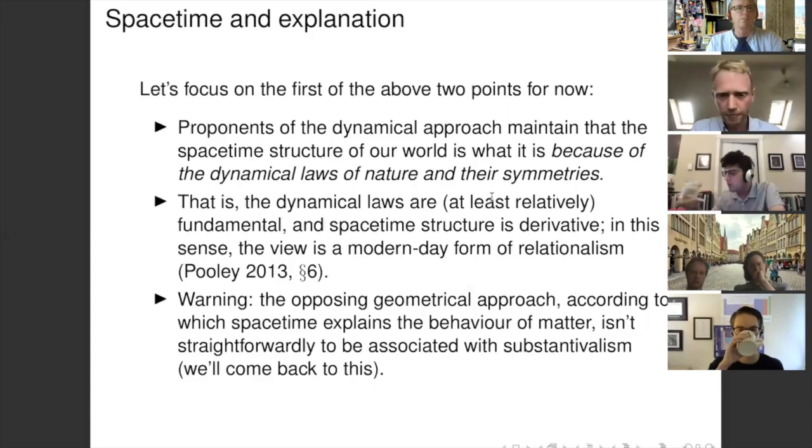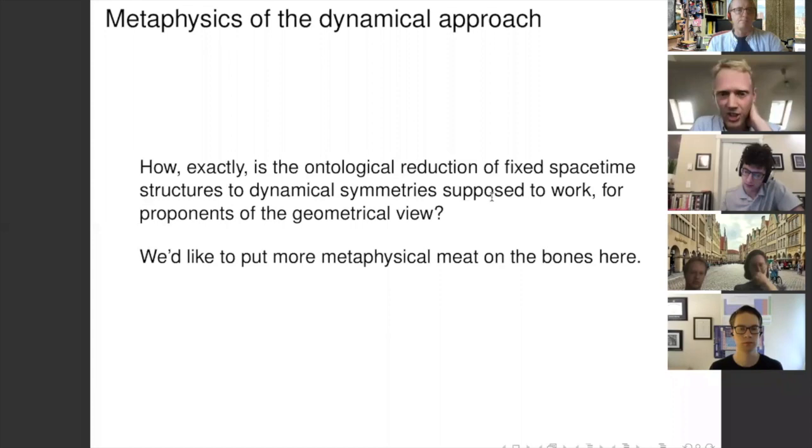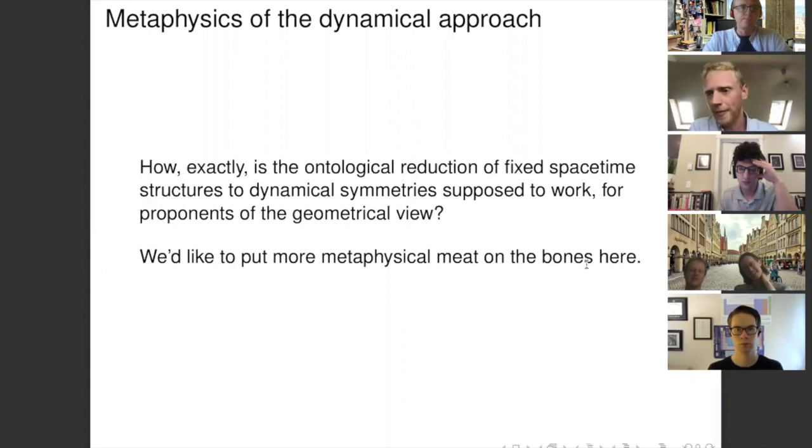Let's now go into the details of this first point even more. So how exactly is this ontological reduction of fixed space-time structures to dynamical symmetries supposed to work for proponents of the dynamical view? What we'd like to do is to see metaphysically how this is working. In his 2009 essay review of the dynamical approach, Nick Huggett, who's with us today, of course, rightly criticized, I think, physical relativity for being a bit sparse on the metaphysics about how this is working. And there's definitely more to say here. So this is what I want to kind of try and spell out now on behalf of Brown. To do that requires a little bit of background.